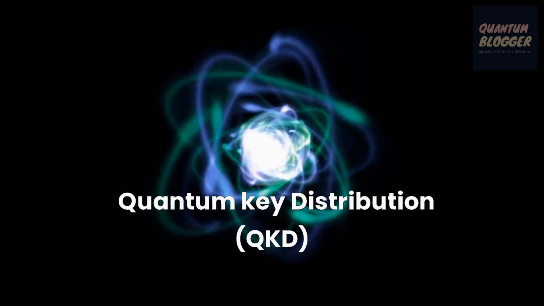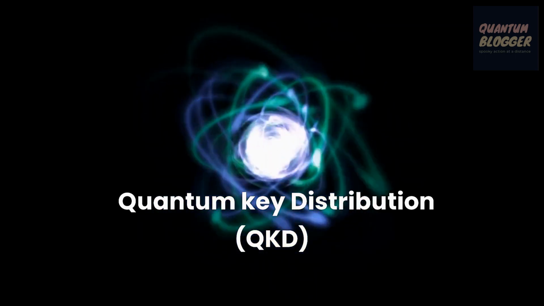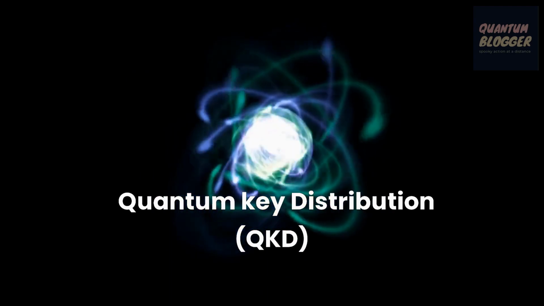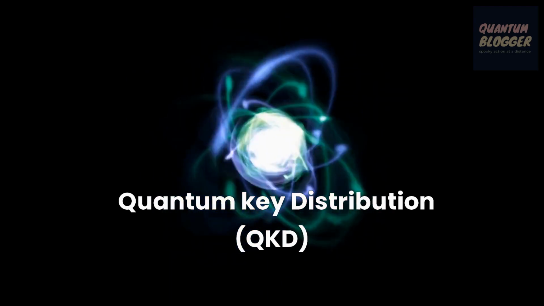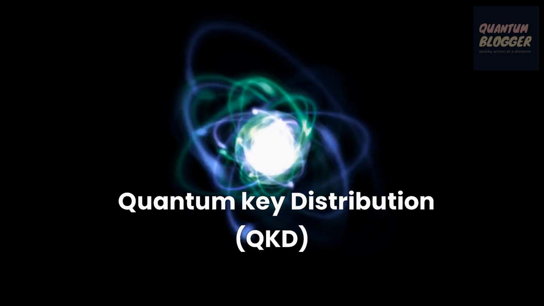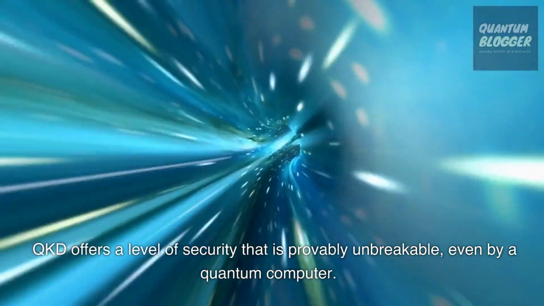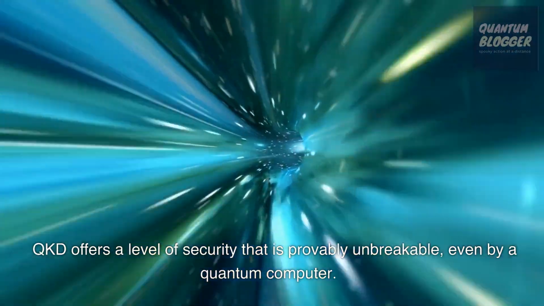For example, quantum key distribution, QKD, allows two parties to securely share cryptographic keys by sending entangled photons over a quantum channel. QKD offers a level of security that is provably unbreakable, even by a quantum computer.